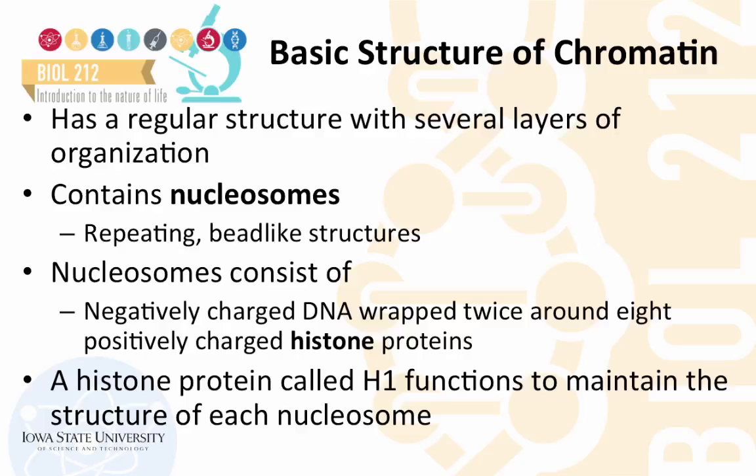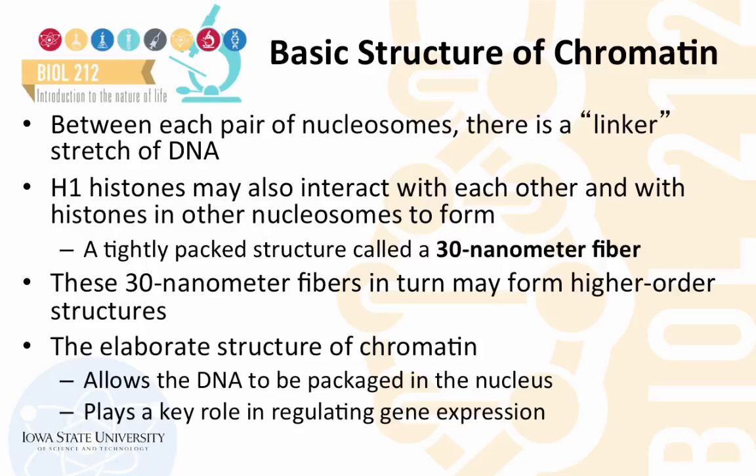The basic unit of chromatin structure is called the nucleosome. Several nucleosome units repeat throughout the length of the DNA molecule. Each nucleosome consists of the negatively charged DNA wrapped twice around 8 positively charged proteins called histones. One of these histone proteins, called H1, functions to maintain the structure of each nucleosome. Between each pair of nucleosomes, there is a linker stretch of DNA.